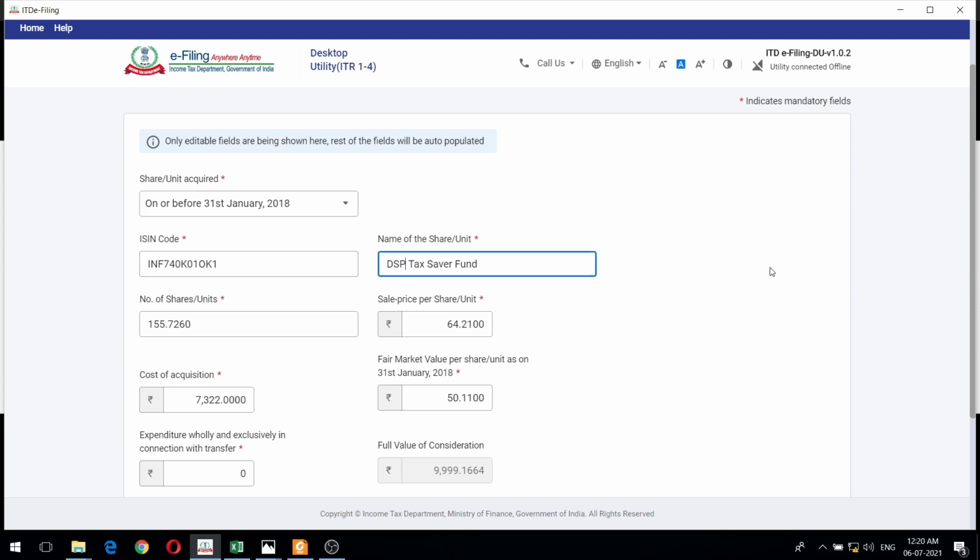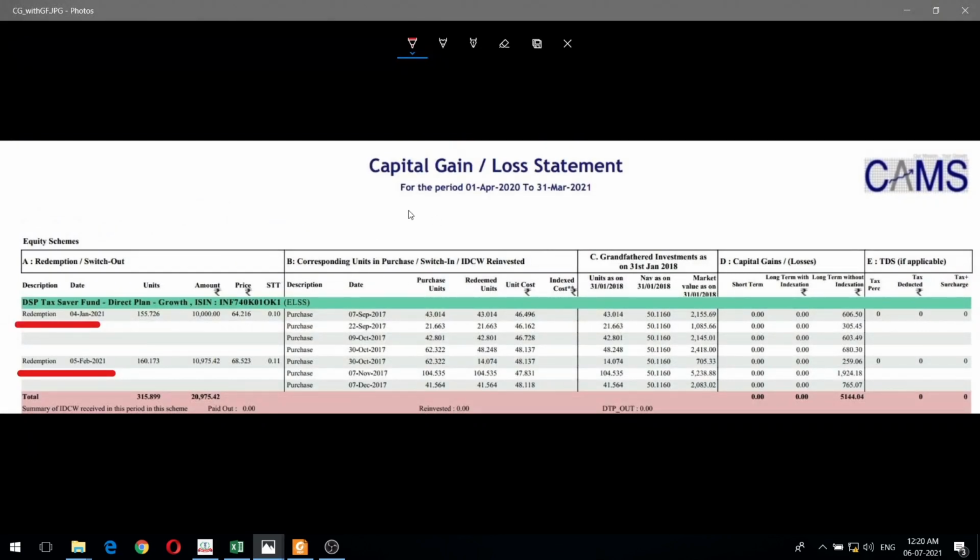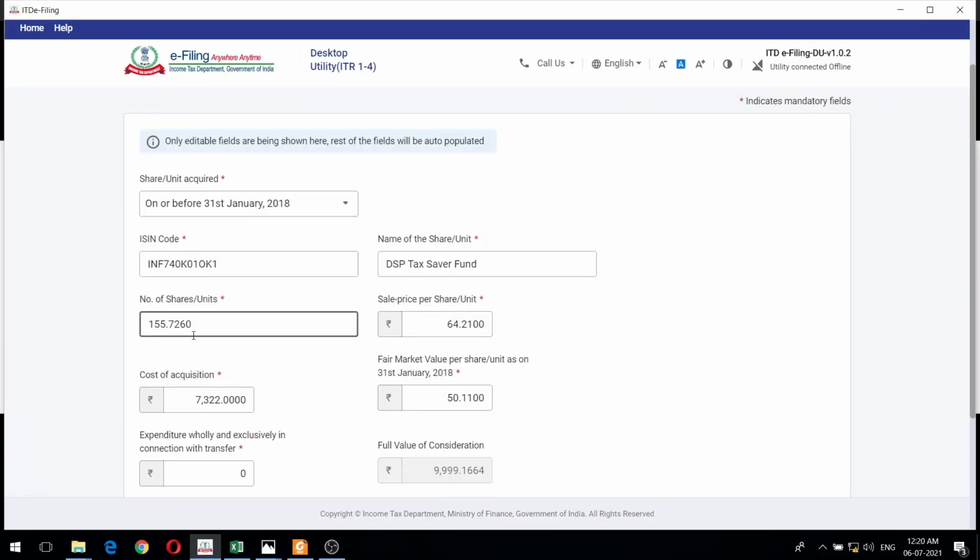Okay. Now, from this capital gain or loss statement, you can find out the number of units for that date which you redeemed, that is 155,726. I have quoted it here, the number of shares/units.